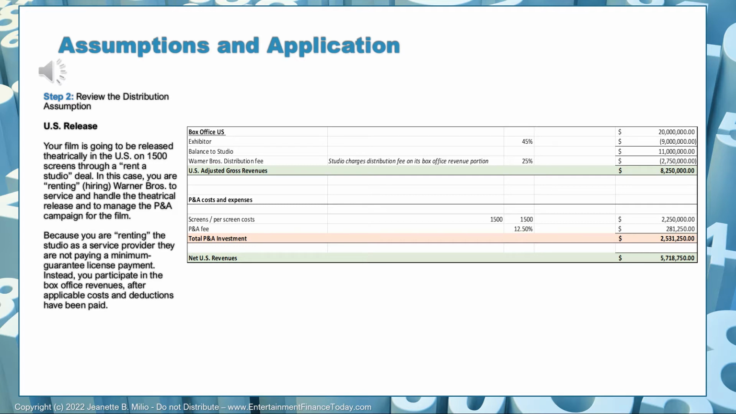The P&A fee payable to the P&A investor is 12.5%. That is $281,250. So altogether, we pay the P&A investment back $2,531,250. So we're left with, after we're deducting all those fees, a net US revenue of $5,718,750.